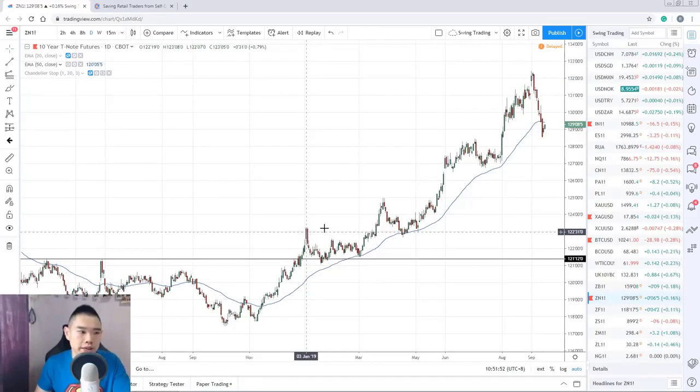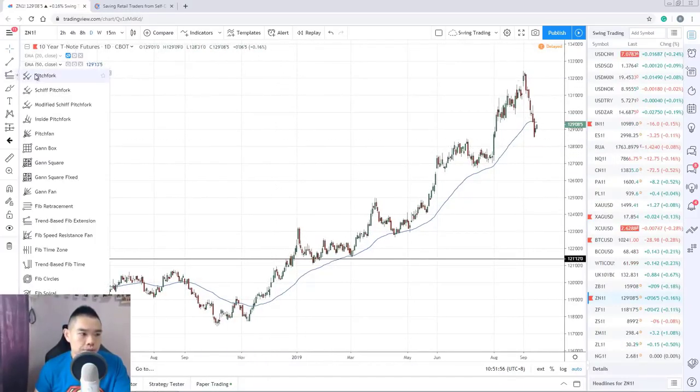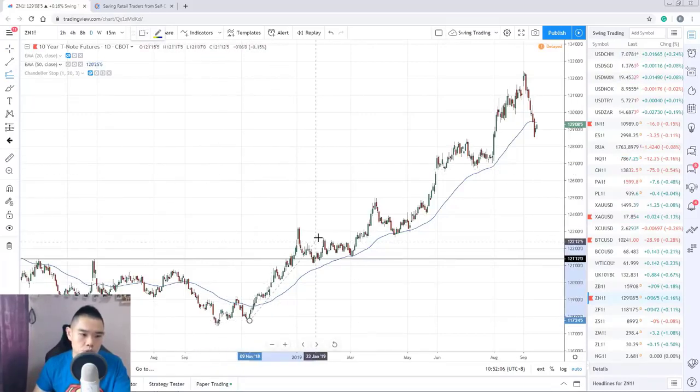Okay, so let me share with you a technique. You want to use a tool called Fibonacci extension. Just go to here, Fibonacci. In this case, it's called the trend-based Fib extension. It's a Fibonacci tool. And what you want to do, in an uptrend, is plot it from the swing low to the swing high.